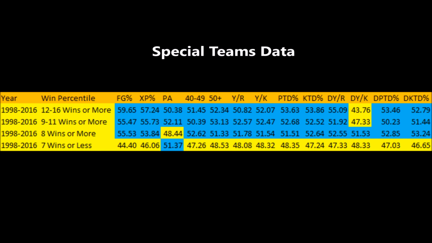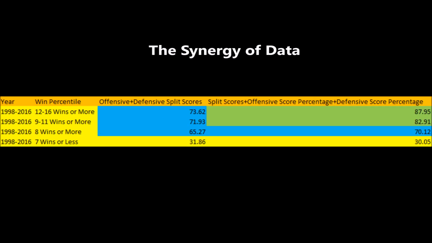And then the final point I wanted to address is the combination. When I added the offensive and defensive split scores together, this is basically the averages for 12 to 16 wins, 9 to 11 wins, 8 wins or more, and 7 wins or less. When I added all of the split scores plus the offensive score percentage plus the defensive score percentage, this is where I started to get into the money range. I started to almost get the scores into the 90 percentile range for 12 to 16 wins, which is nutso, but I'm getting close to that.